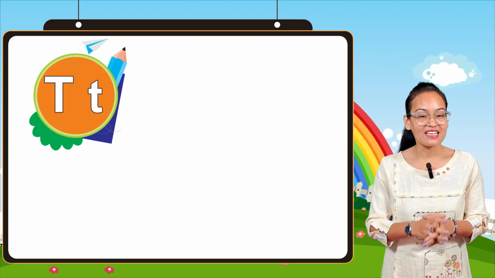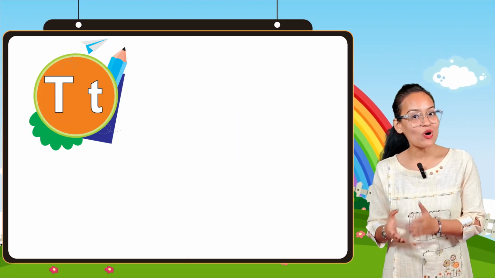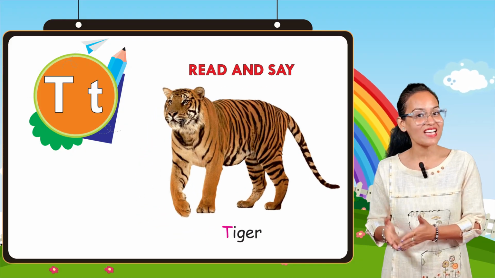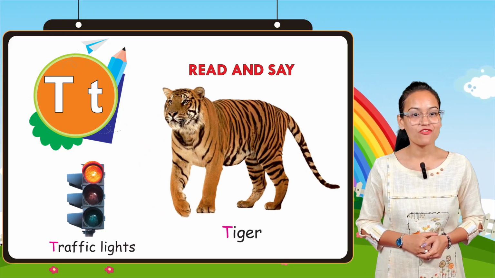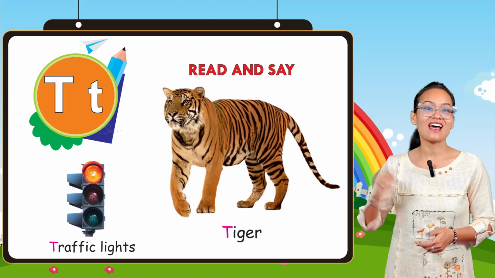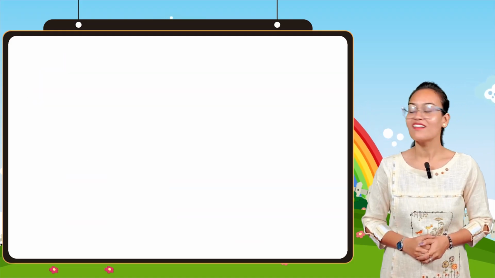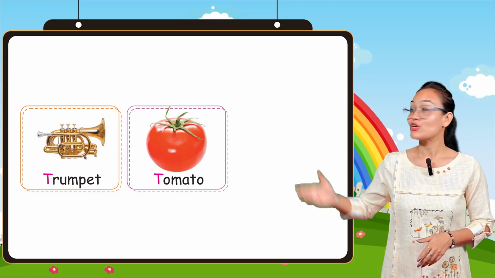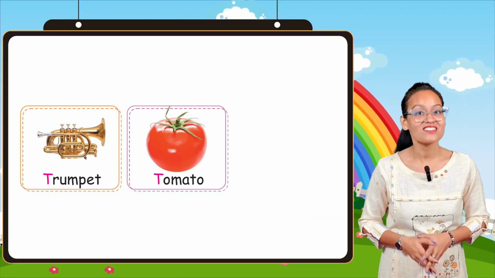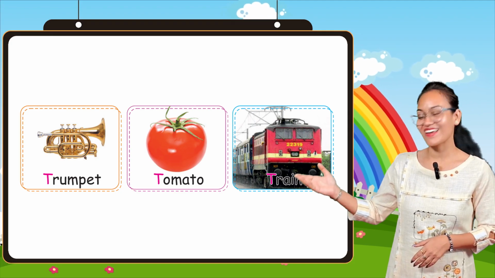Alphabet T. Capital T, small t. Read and say: T for tiger, T for traffic lights, T for trumpet, T for tomato, and T for train.